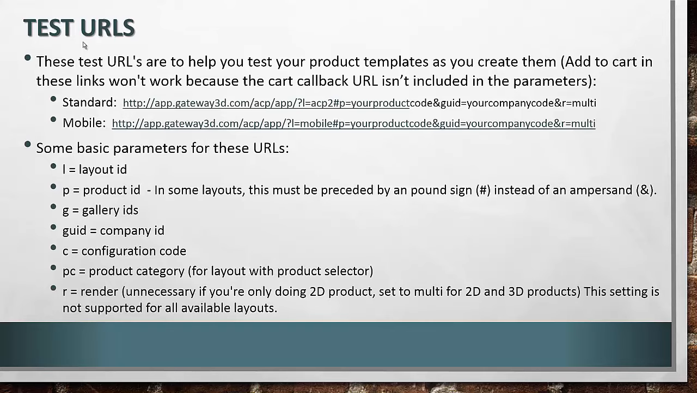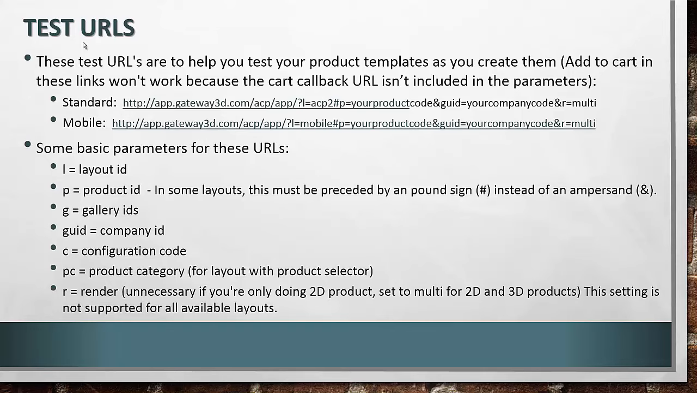Some things you need to know about that URL you see up there: the L is for the layout ID. You see here we have ACP2, which is the most commonly used layout, and then we have the mobile layout, which is obviously for mobile devices. And there are a number of other layouts available, and for a cost, custom layouts can be created, but these are just to get you started testing.